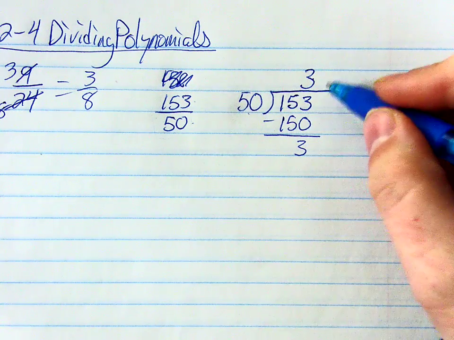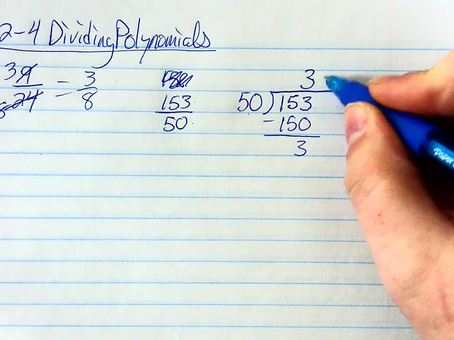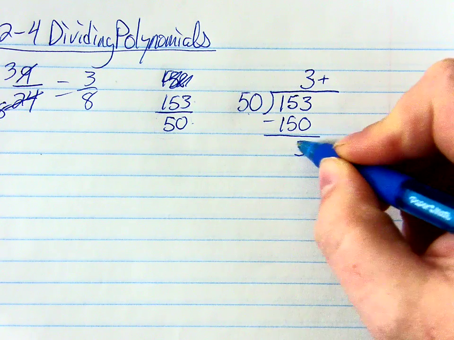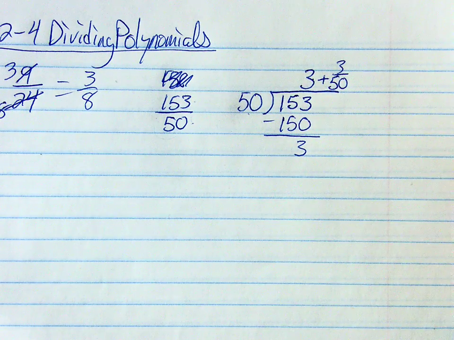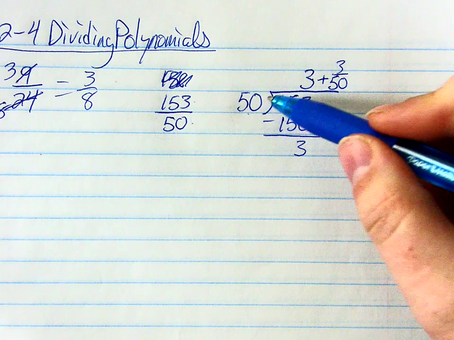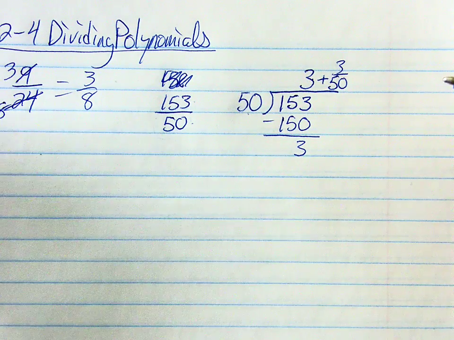Now, how else can you write that, though? Instead of writing R3, yes, it's 3 and whatever the remainder is over the divisor. So 3 and 3/50 is what we would get if I divided 153 by 50. Turns out the steps are really similar when we're doing this with polynomials.